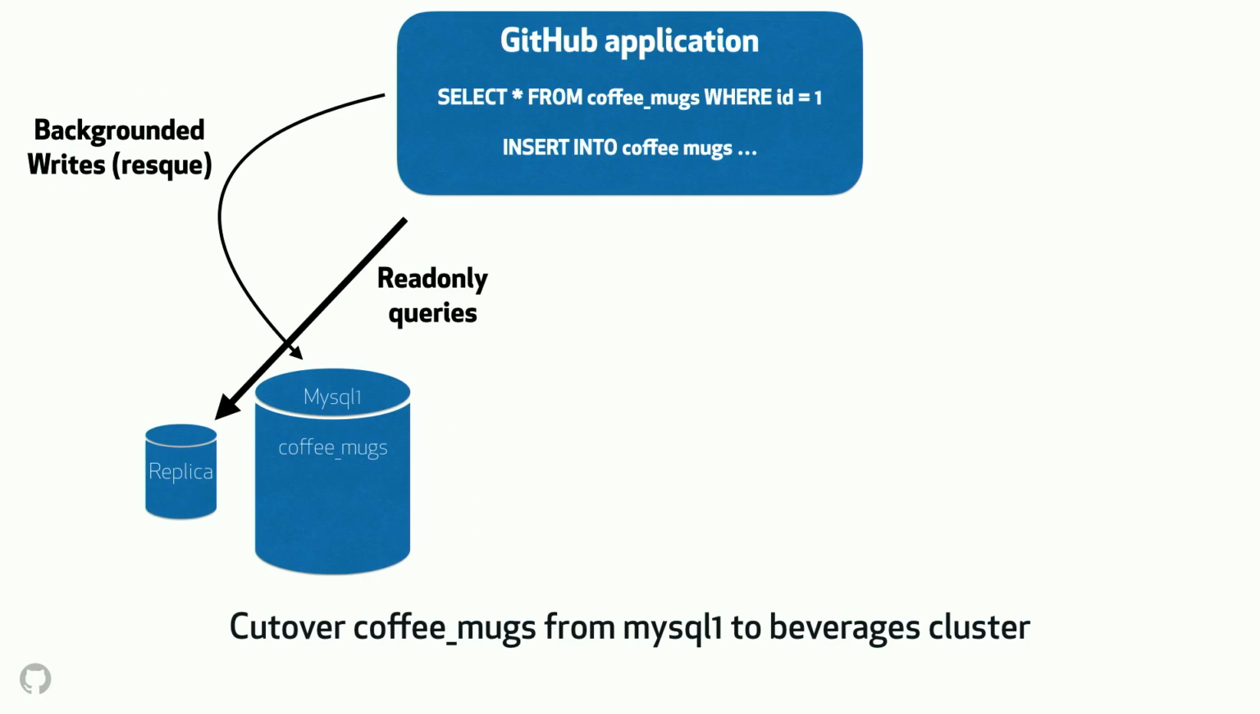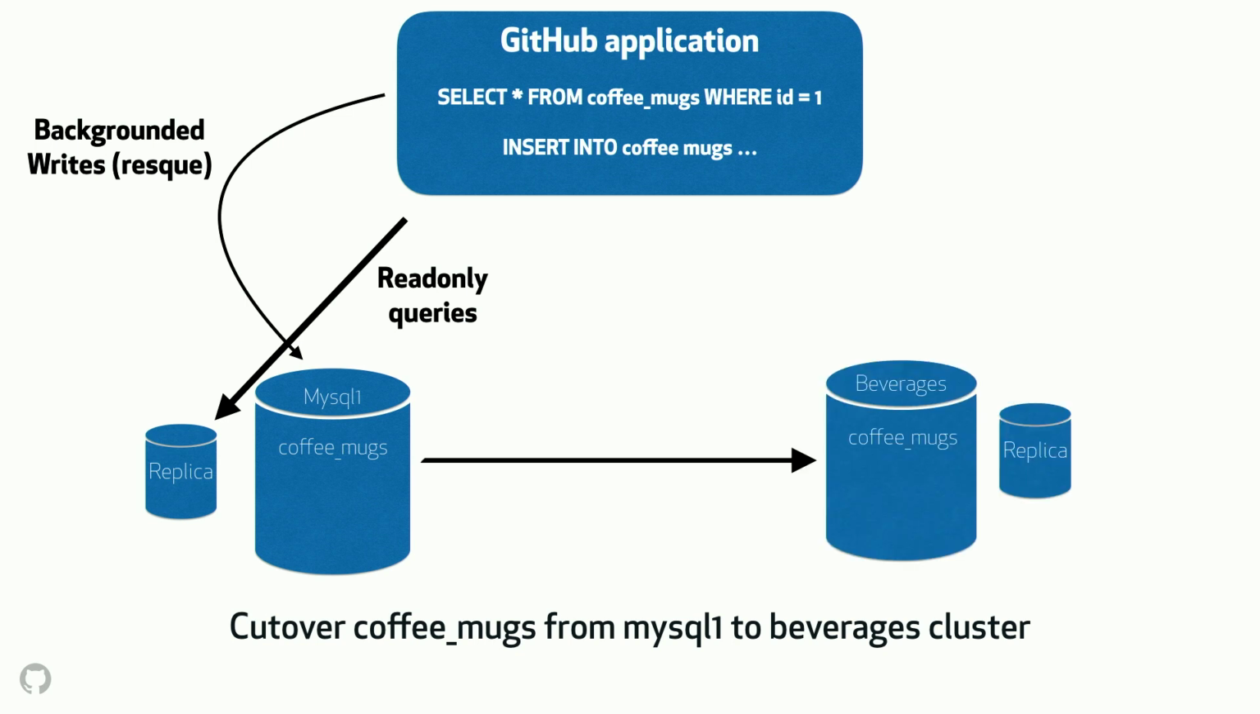So I think it's really beneficial to see this visually to understand how it's working, right? So we have our GitHub application up there, which is where all of our queries are coming from to this coffee mugs table. At this point, we haven't done anything. So the read-only queries are going to the replica in MySQL 1, and then we have the backgrounded writes going through Resque to hit the master. So the first step is to start replicating into the new cluster, so all that data is there and ready for us.